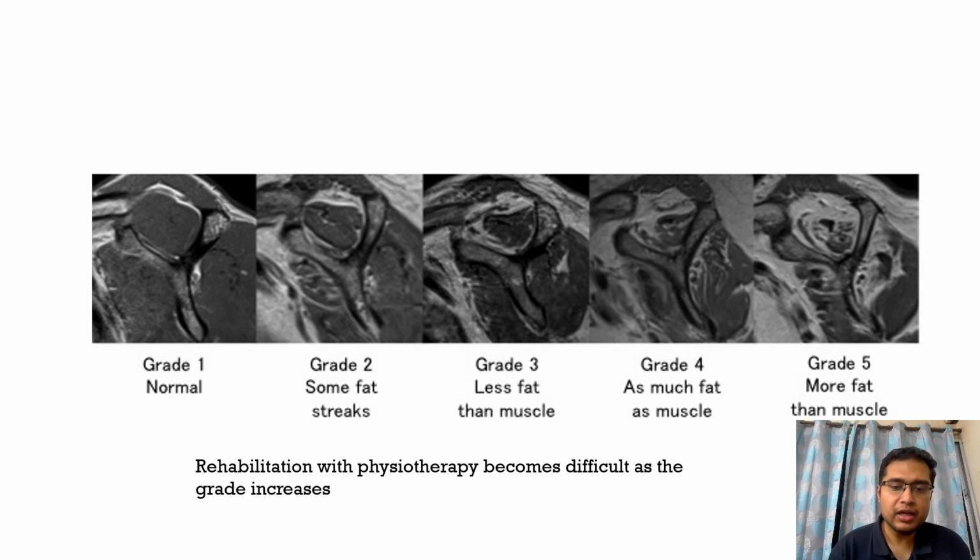So muscle bulk reduction is one thing, and fatty replacement of the muscle is another important entity. Now fatty replacement determines whether rehabilitation with physiotherapy will be easy or difficult. So if the muscle is atrophied with a lot of fatty infiltration, which is also graded, and if there is a lot of fatty infiltration and less of muscle bulk, it will be very difficult by physiotherapy to actually regain the strength of the muscle.